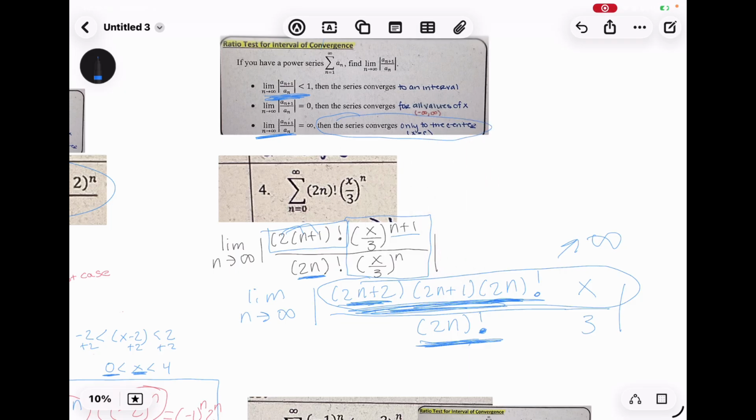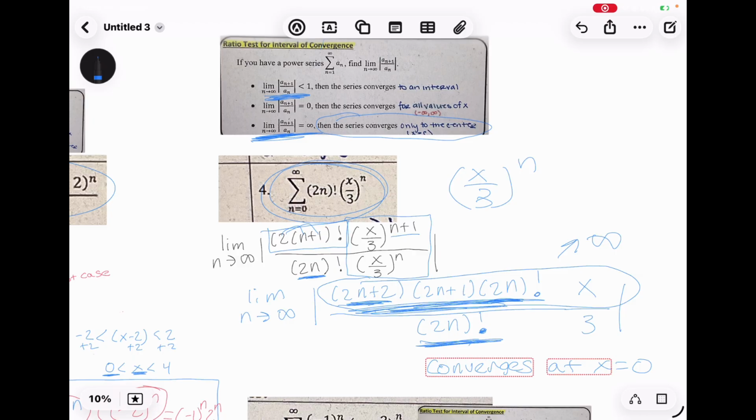Now, in this case, the center is going to be 0, because it doesn't specify a specific center, right? It doesn't give us an x minus c. It only gives us the general p-series, which is to the nth power, right? So we know that this converges at x equals 0, because of this third case.